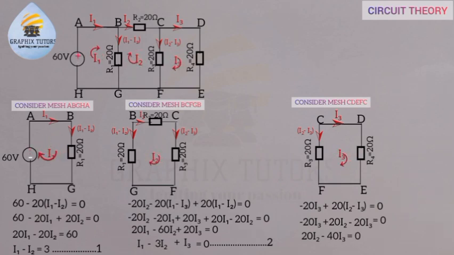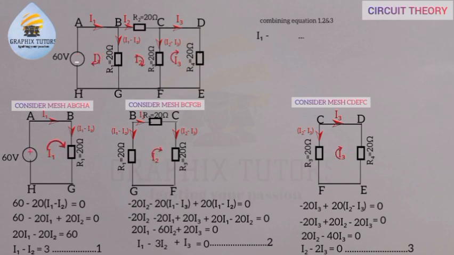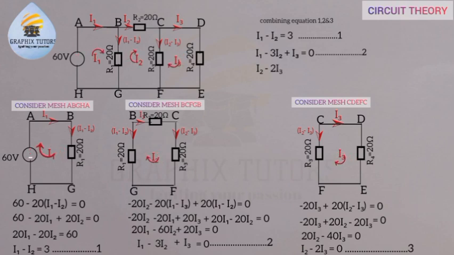So 20 in 20 I2 gives you I2 remaining. 20 in 40 I3 gives you 2 I3 remaining, equals to 0. That is my equation 3. So combining equations 1, 2, and 3, we have I1 minus I2 equals 3, I1 minus 3 I2 plus I3 equals 0, and I2 minus 2 I3 equals 0. These are the mesh equations as suggested by the question.